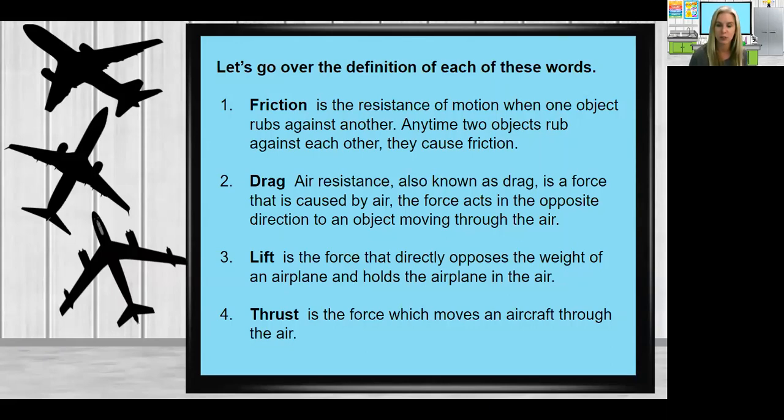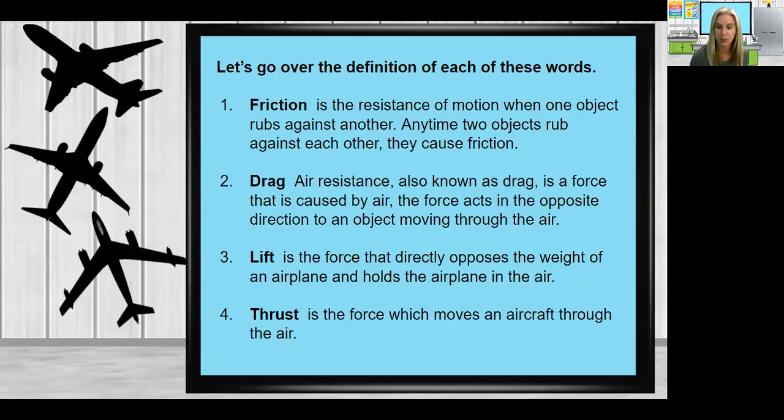So friction is the resistance of motion when one object rubs against another. Anytime two objects rub against each other, they cause friction. And we're going to be talking about fluid friction, air resistance, as that is friction moving over the surface of the airplane.